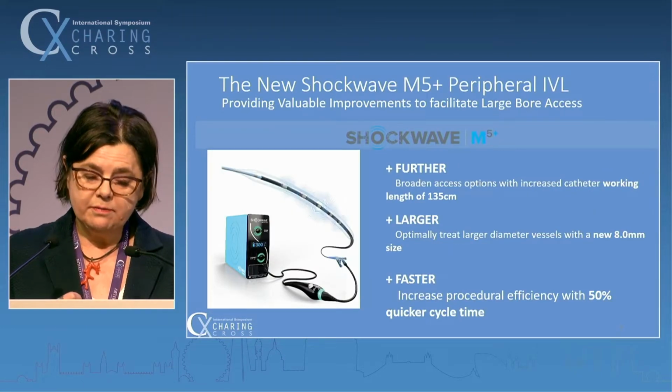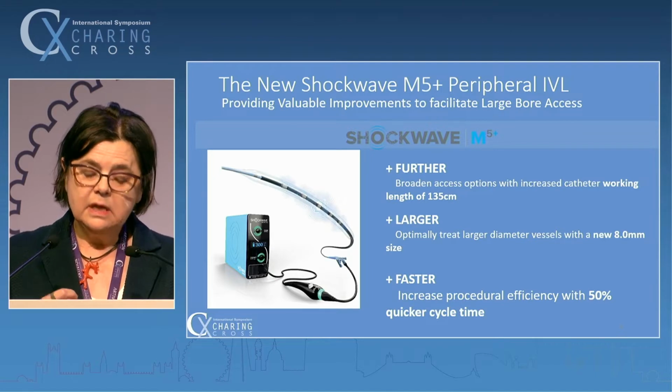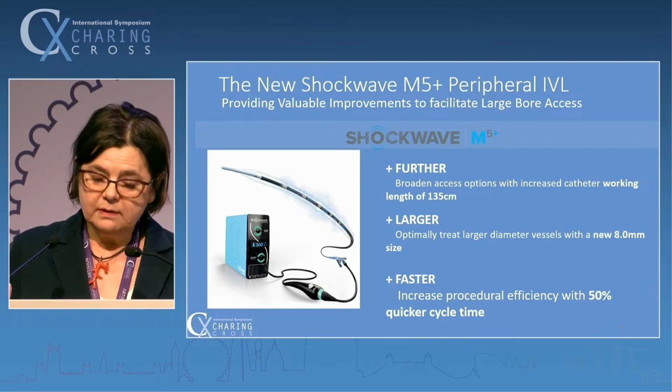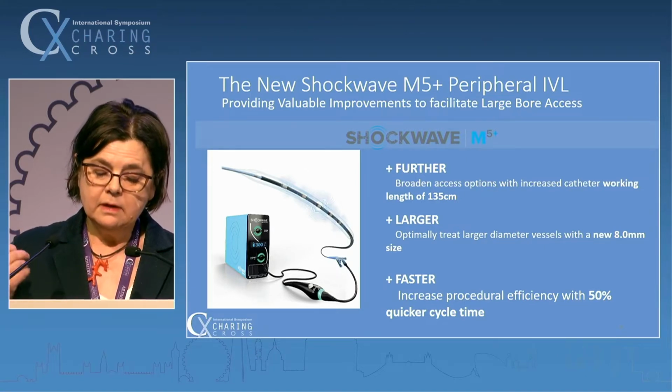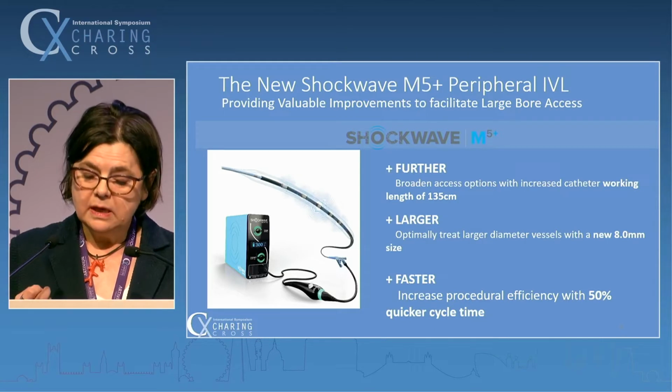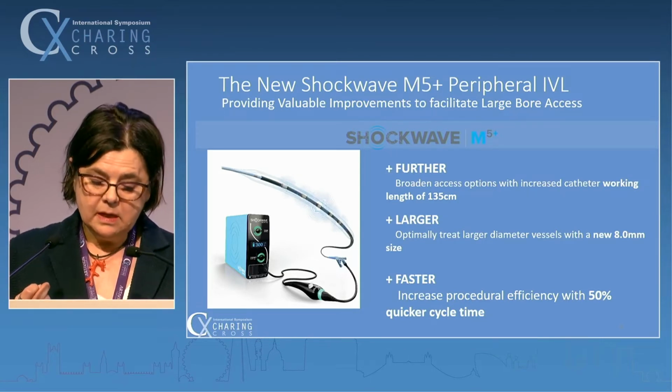The Shockwave M5 Plus catheter gives us broad access options with an increased catheter working length of 135 centimeters, and it's larger because we can also treat vessels up to 8 millimeters, and it's faster. It increases the procedural efficacy.